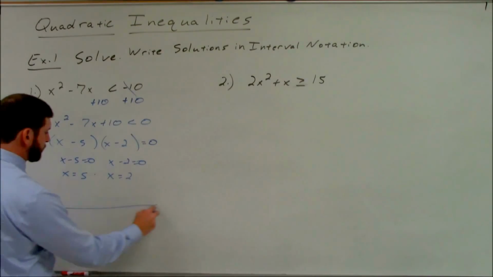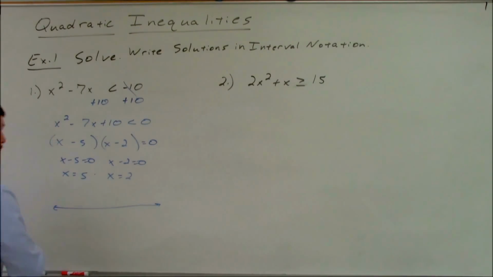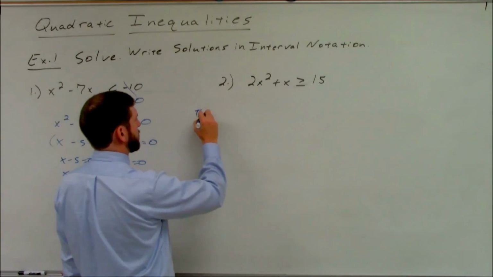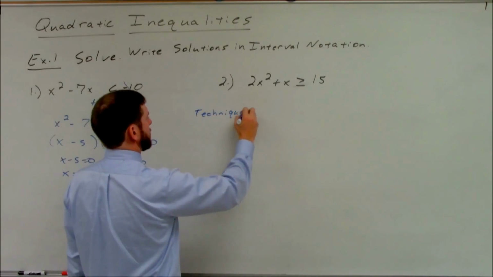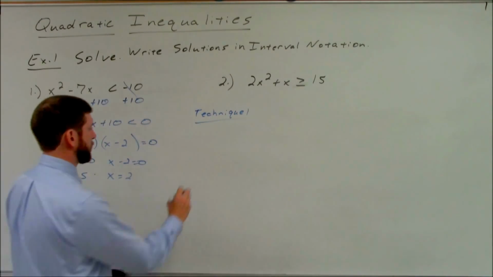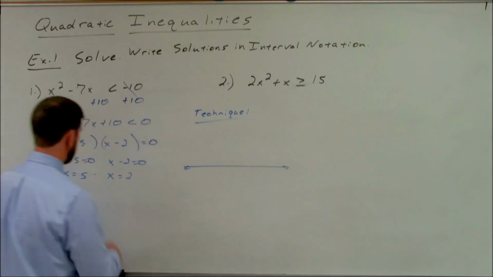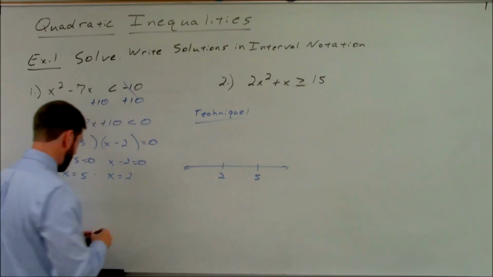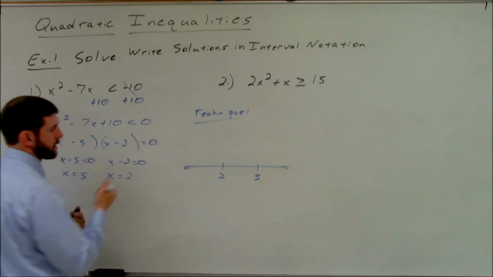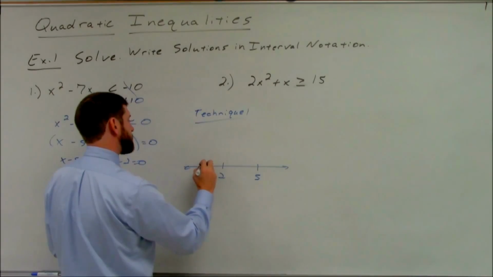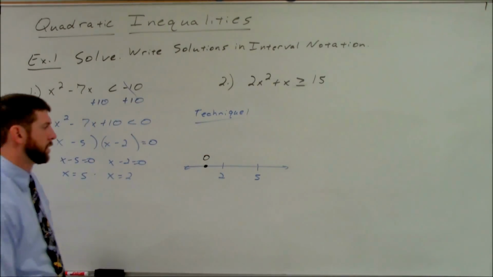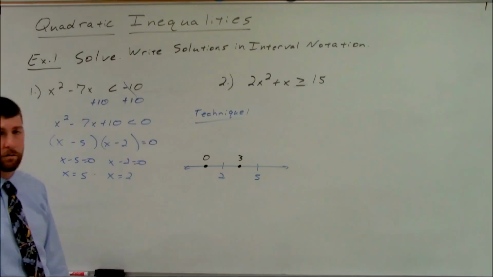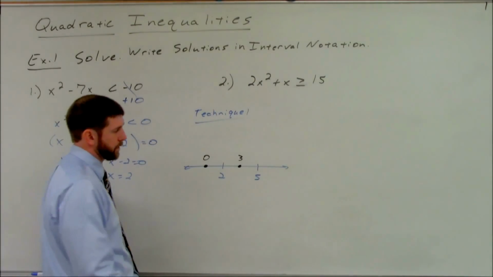So we have a number line now, and this is where you get into the 2 techniques. I'll put it over here and call this technique 1. We're going to draw a number line and put our critical values on it. So I've got 2 and 5, and then just pick any number in each interval. To the left of 2, the easiest number to work with is probably 0. Between 2 and 5, you can do any number you want. 3 is the smallest integer in there, so that's probably what I'm going to go with.